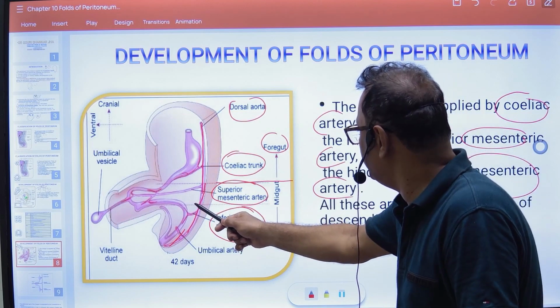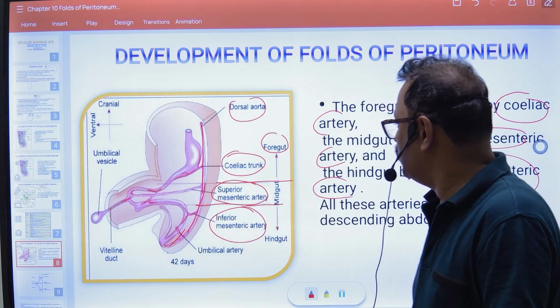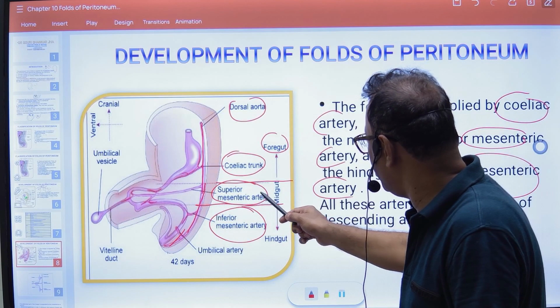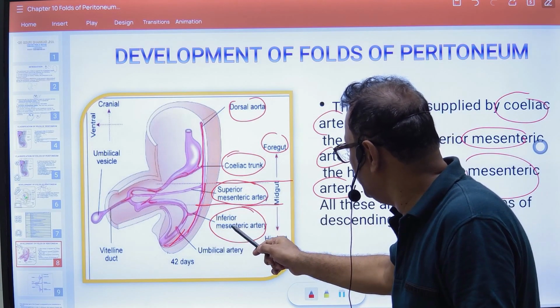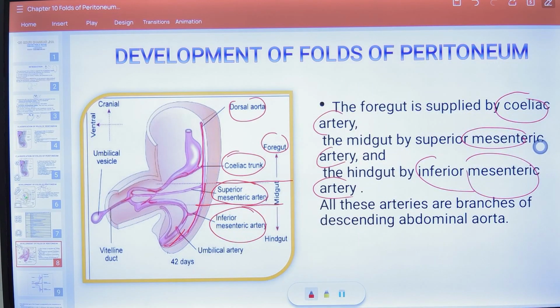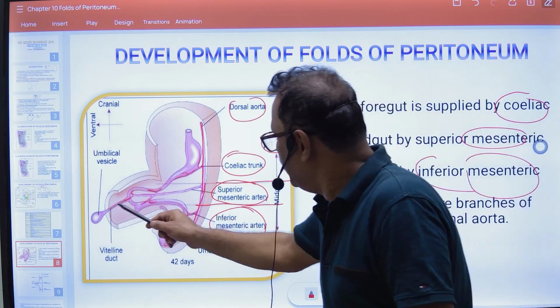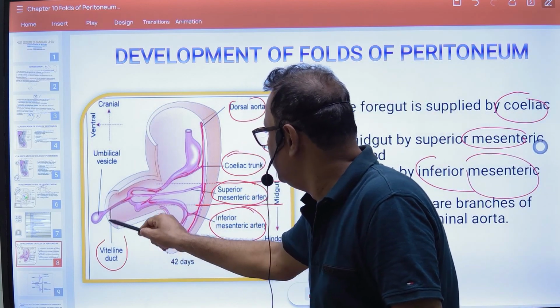We have the midgut region over here. Up to the two thirds of the transverse colon, the superior mesenteric artery will take care, and below that it will be the inferior mesenteric artery. This is the umbilical, this is the vitelline duct over here.